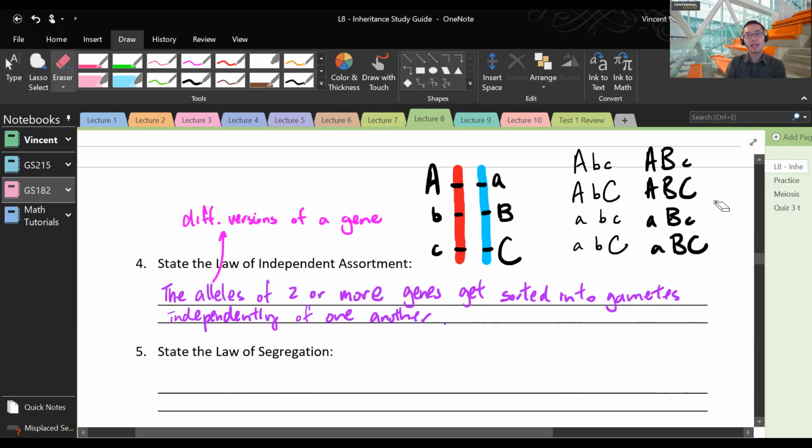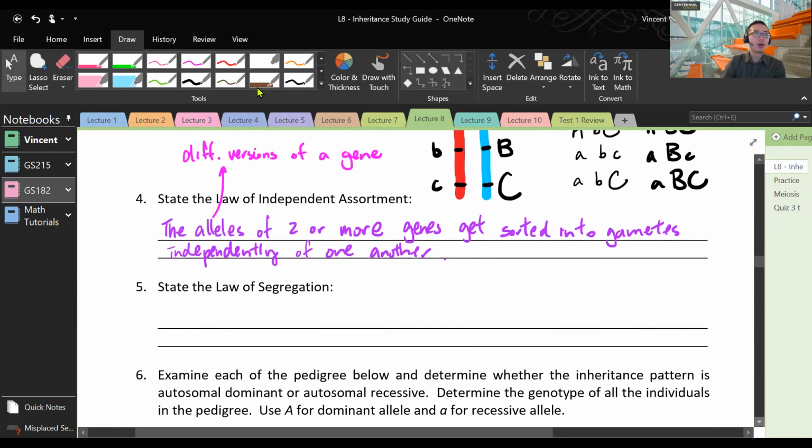Okay, so there are 8 possible outcomes, right? 2 possible outcomes for the first gene, 2 possible outcomes for the second gene, 2 possible outcomes for the last gene. So that's going to be 8 possible different sperm, okay, or eggs if you're talking about females. Okay, so that basically allows genetic variation, right?